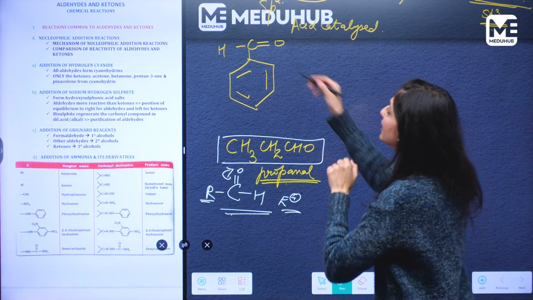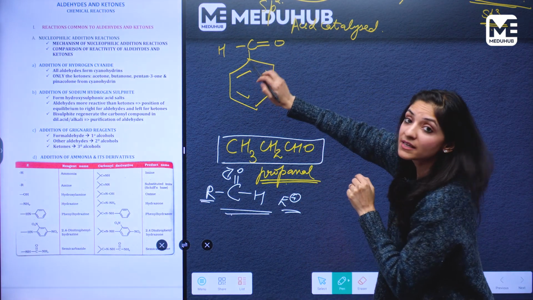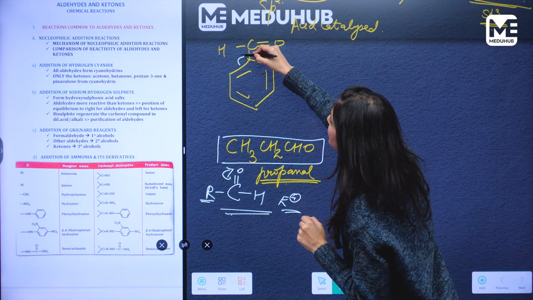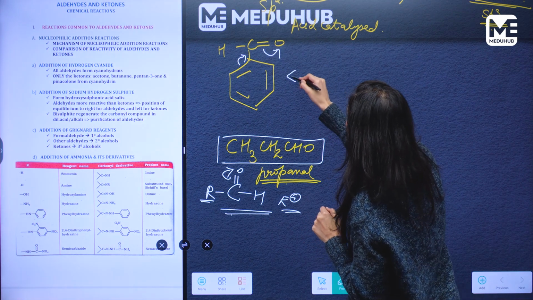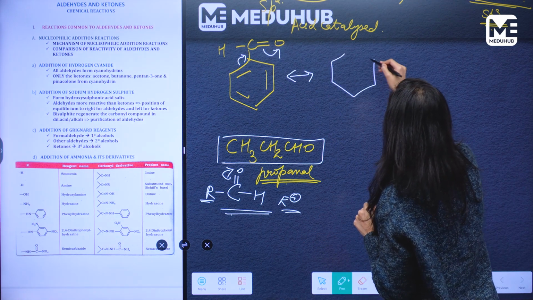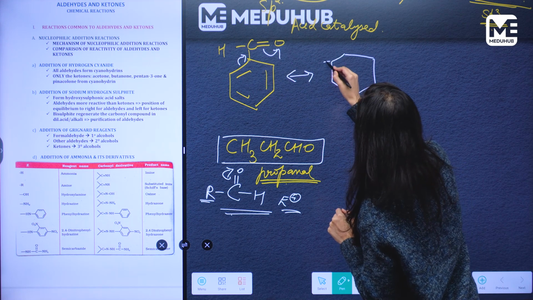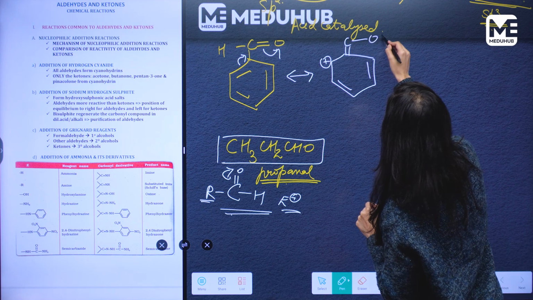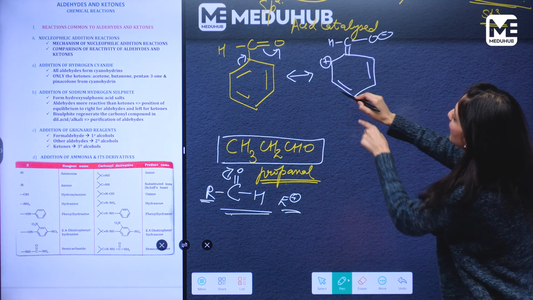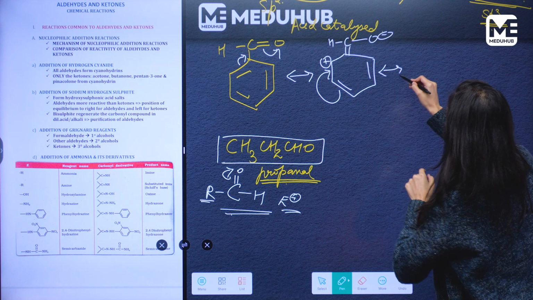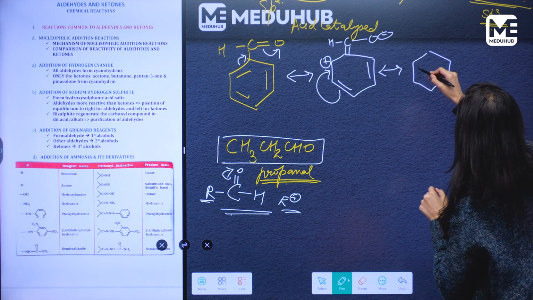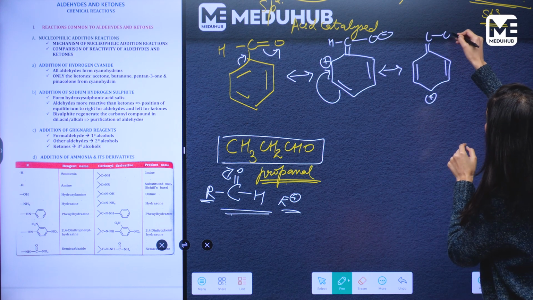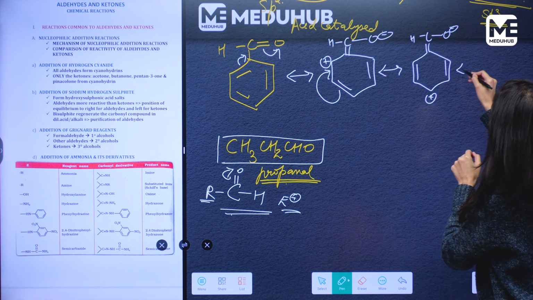But in the case of benzaldehyde, what happens? This double bond is in conjugation with this one here and oxygen is electronegative. So resonance takes place, because of which, look at the next structure here, we will get a positive charge here, double bond here, negative charge here and H. Now this will move in the ring and the next structure would be with a positive charge on this carbon, and this will stay as it is, and so on.